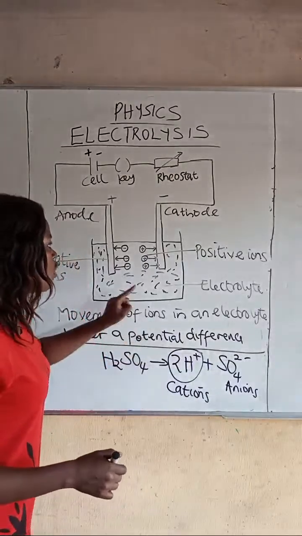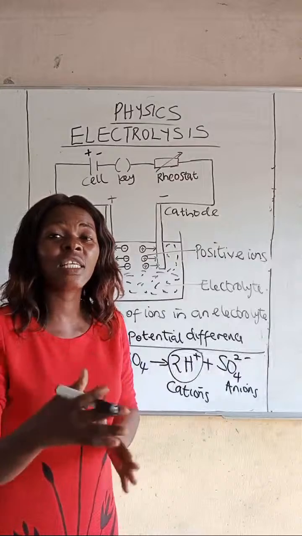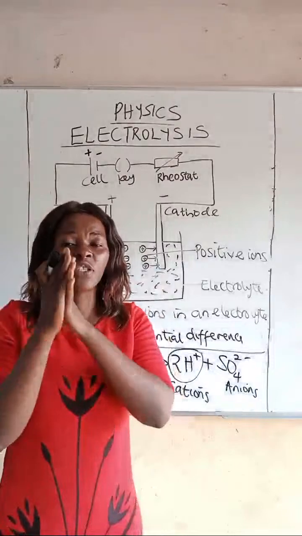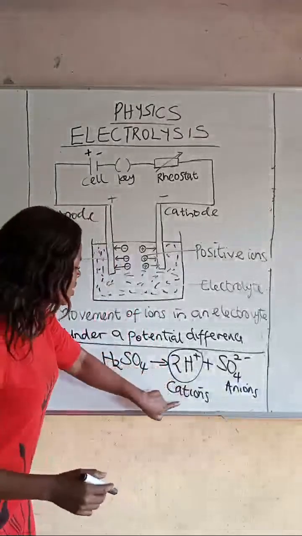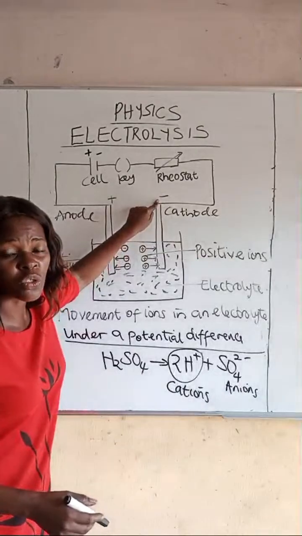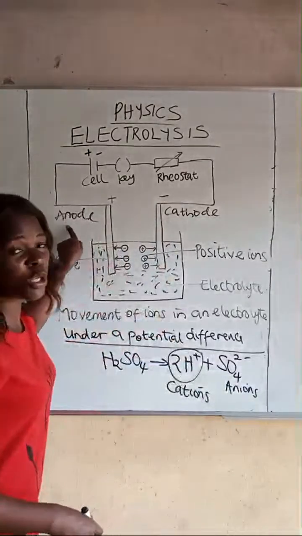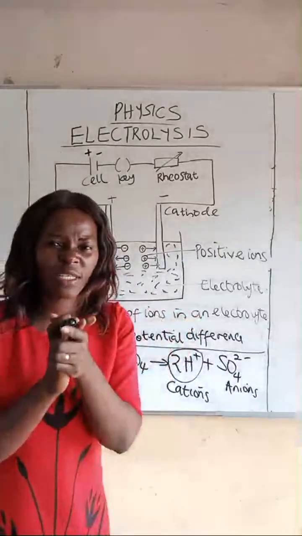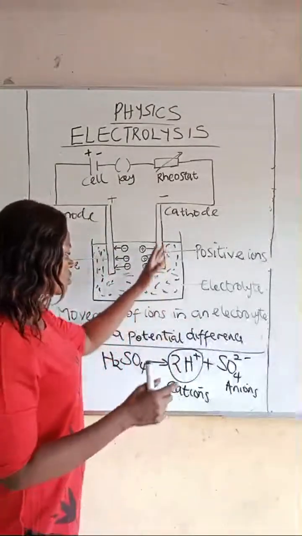Now these cations will move to the cathode. Why are they moving to the cathode? Because the cathode is a negative electrode. Remember, in this attraction, positive and negative come together for attraction to take place in an electric cell. So cations go to the cathode because it is a negative electrode, so that it can attract them. Now these anions go to the anode, because the anode is a positive electrode, so that it can attract them. Do we understand?